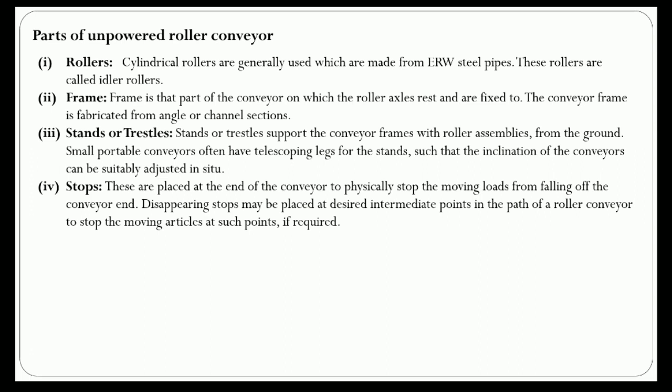The next thing you need to know is the stops. These stops are placed at the end of the conveyor to physically stop the movement of the loads, so that they cannot fall off the conveyor end. Disappearing stops may be placed at desired intermediate points in the path of the roller conveyor to stop the movement of the articles. These stops are simple flat steel plates fixed on rigid legs or fixed to the conveyor structure. Disappearing stops may be moved up or down from the top level of the rollers by a suitable mechanism.